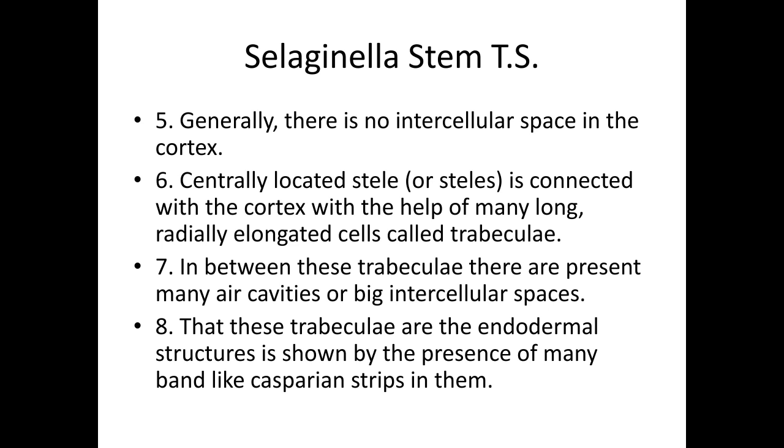Generally, there is no intercellular space in the cortex. The centrally located stele is connected with the cortex with the help of many long, radially elongated cells called trabeculae. In between these trabeculae there are many air cavities or big intercellular spaces. That these trabeculae are endodermal structures is shown by the presence of many band-like Casparian strips in them.